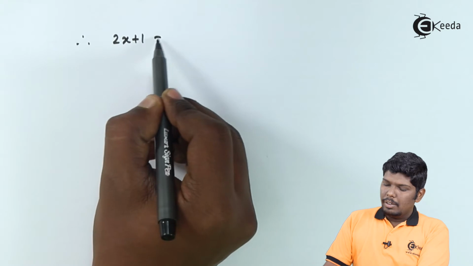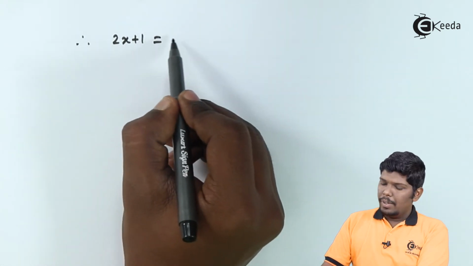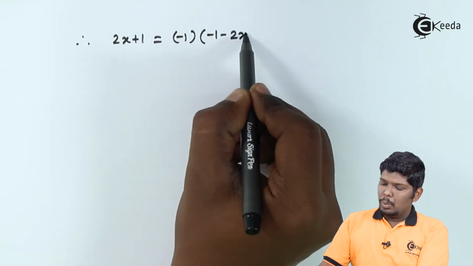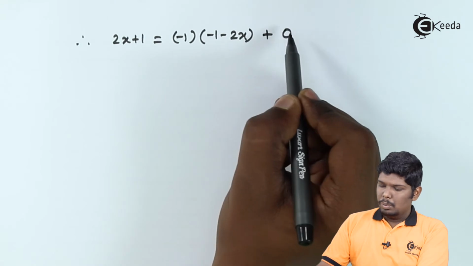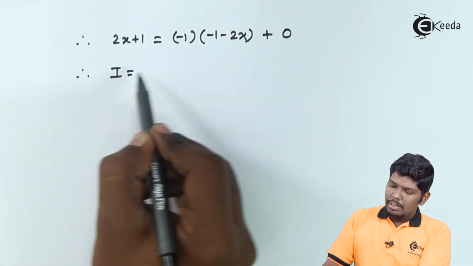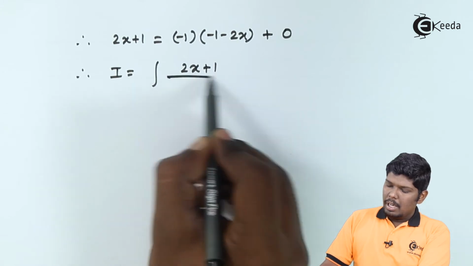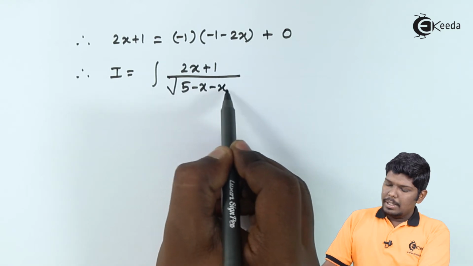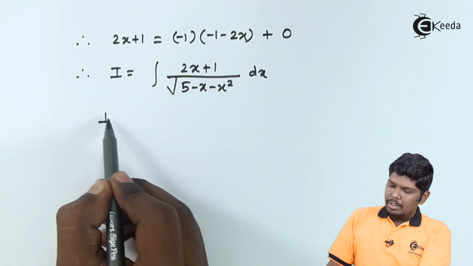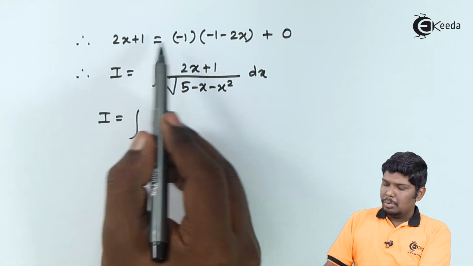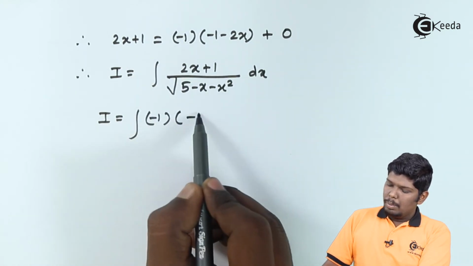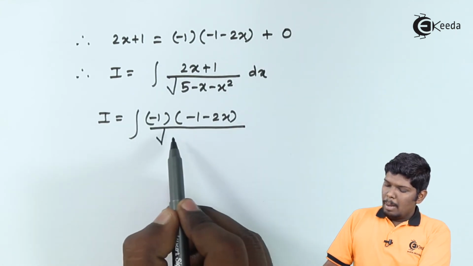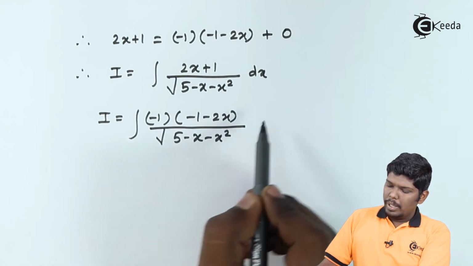2x plus 1 will be equal to value of a is minus 1 into minus 1 minus 2x plus b is 0. The given integral I was 2x plus 1 upon under root 5 minus x square dx. Here we can substitute 2x plus 1 as minus 1 into minus 1 minus 2x plus 0 can be neglected upon under root 5 minus x square dx.